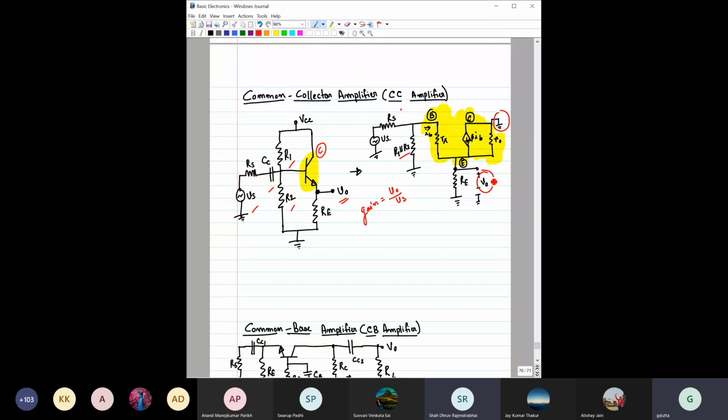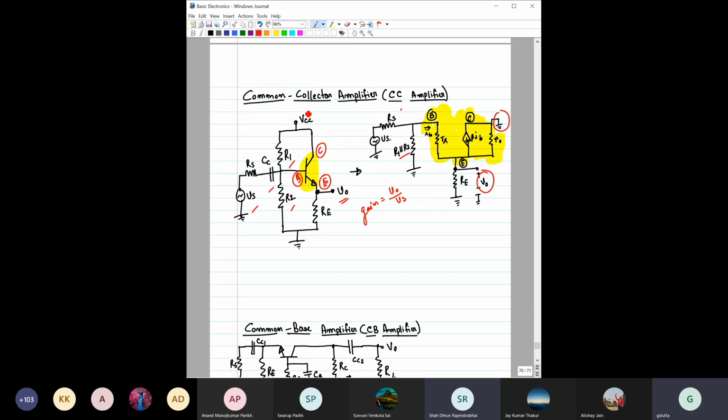Yes, sir, the positions haven't changed. Like B is B only, C is C, E is E only, right? Terminal position has not changed. Sir, common collector means the collector should be grounded, no? No, the collector should be AC ground. In AC, the collector is grounded.